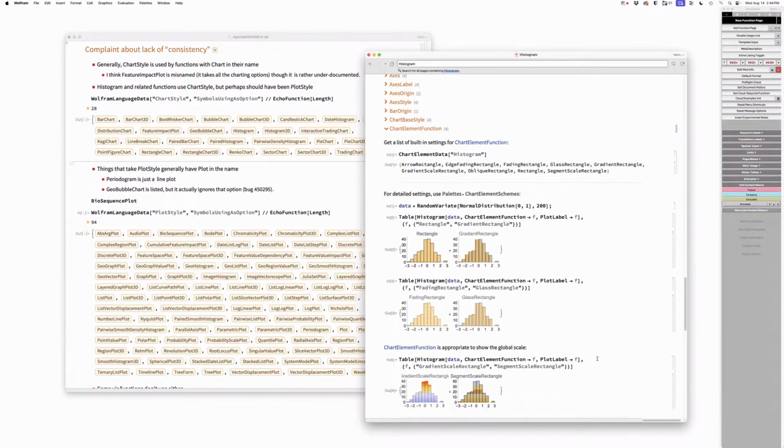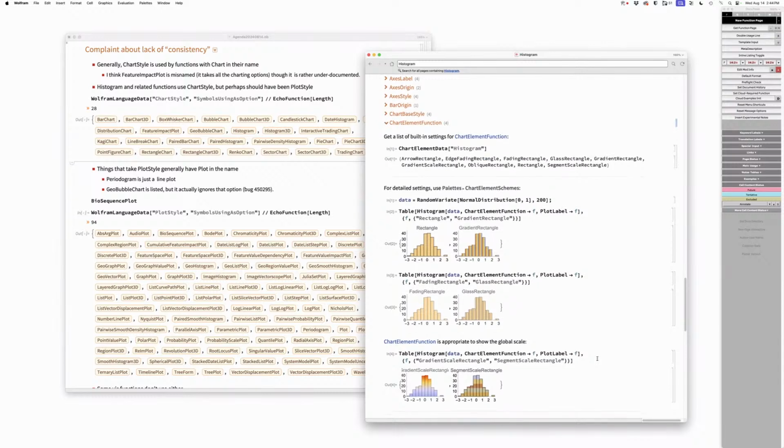Okay, so this is the chart element function. Right. I mean, that one legitimately is chart, I think. What do you mean by that? I mean, to the extent that this is an option shared with bar chart, for example. Well, I understand that, but what is a chart option as opposed to a plot option? I mean, some kind of pedantic, whale is not a fish story.